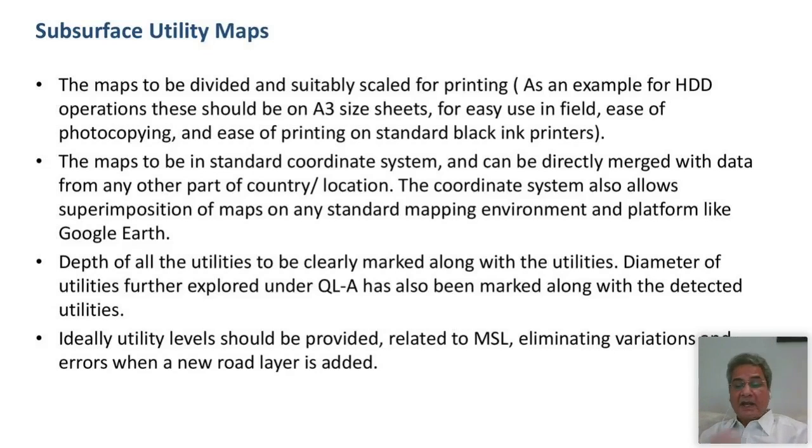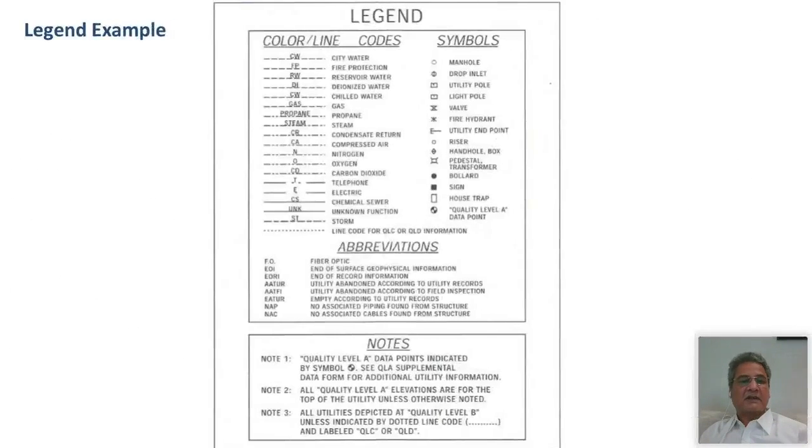Ideally, utility levels should be provided related to MSL, eliminating variations and errors when a new road layer is added. If we keep giving depth, it's a problem. Tomorrow they will add another layer and the depth will change. Another layer and the depth will change. So try to have MSL. In that case, you will not have that issue.